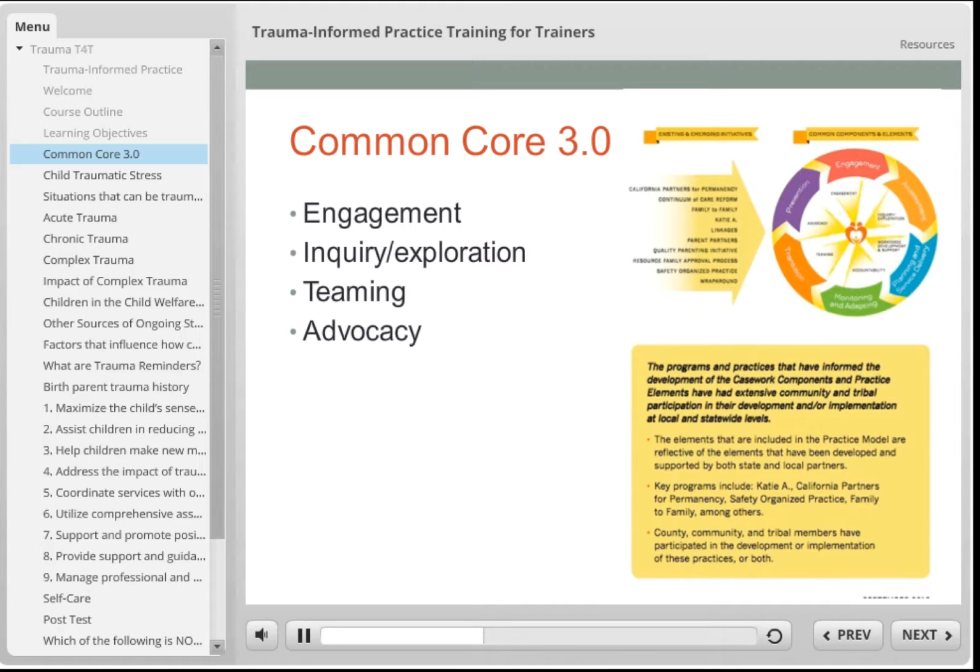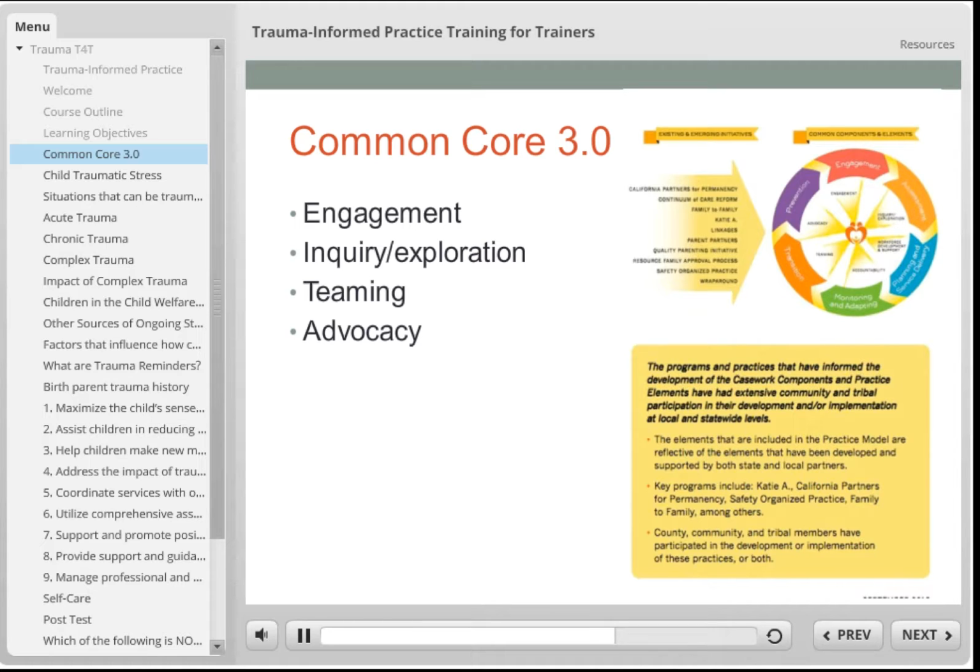The California Child Welfare Core Practice Model emphasizes that families are the experts on themselves. It is through inquiry and exploration that we learn more about a family and gain a better understanding about how trauma may have impacted their lives and the lives of their children. By honoring the family's experience, we can be partners in the healing process.